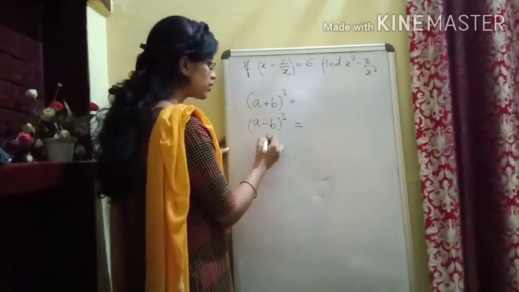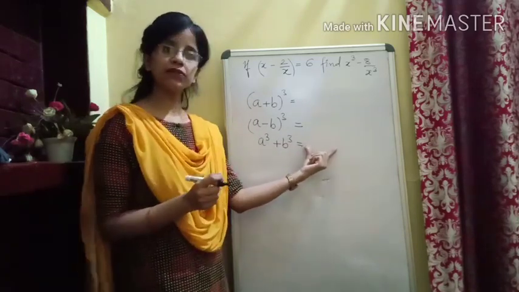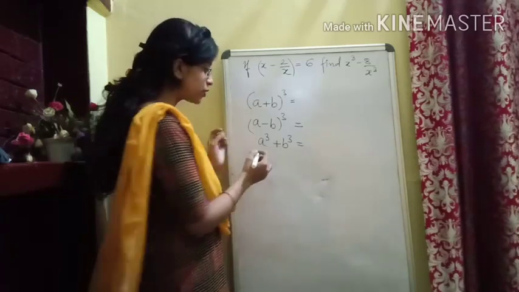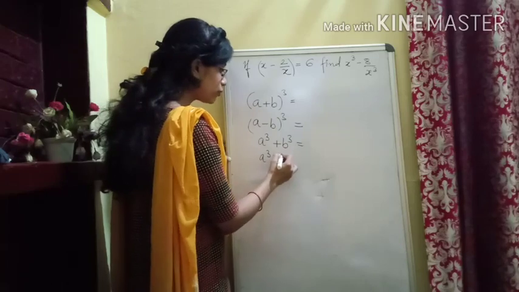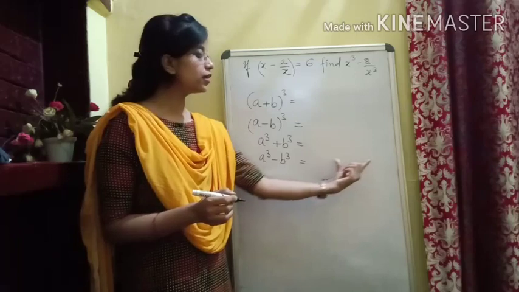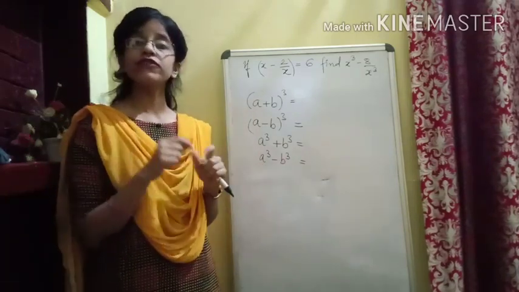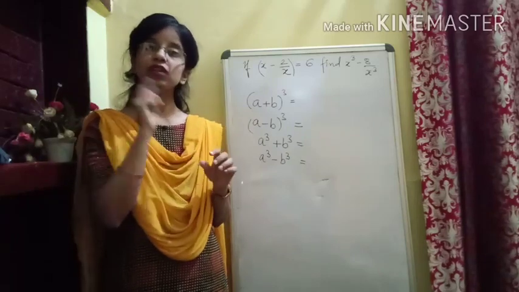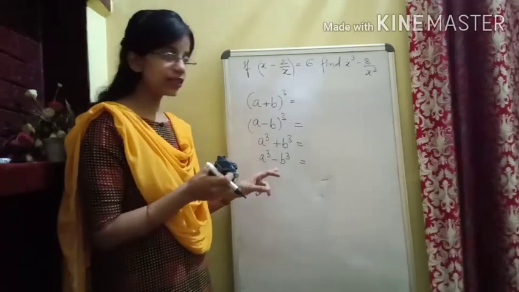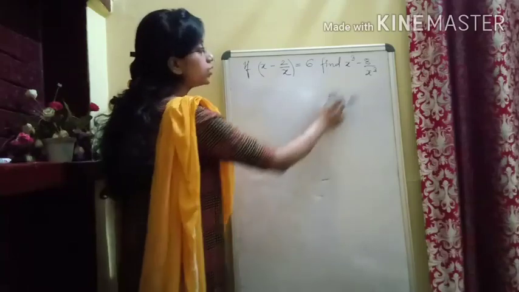Also we have seen the identity a cube plus b cube, which is in one bracket a plus b, another bracket a square plus b square minus ab. Also we have seen the identity of a cube minus b cube, which is in one bracket a minus b, in the other bracket a square plus b square plus ab. I have also told you one more identity, which we are going to recall when the question depends on it. Okay, so these identities we have, and now we want to calculate this term.